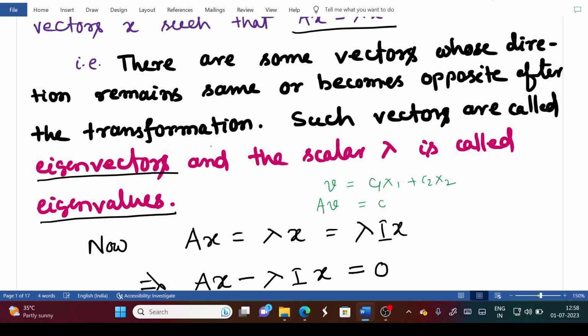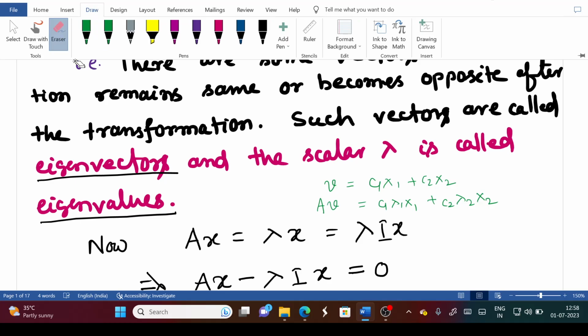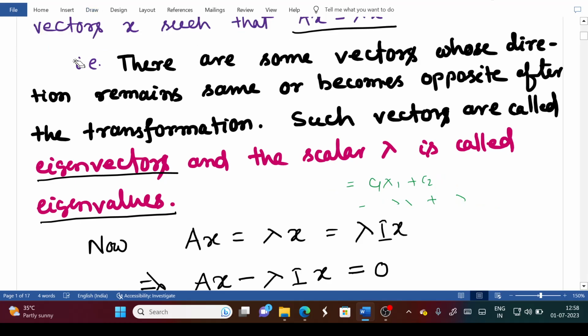It will be c1 times lambda 1 x1 plus c2 times lambda 2 x2. That means this image can be very comfortably evaluated. Any input vector is given, its image can be very comfortably obtained through eigenvectors. So this is one of the significant applications of eigenvectors. So we got what we mean by an eigenvector. Now the question is how to find such eigenvectors of the given matrix.